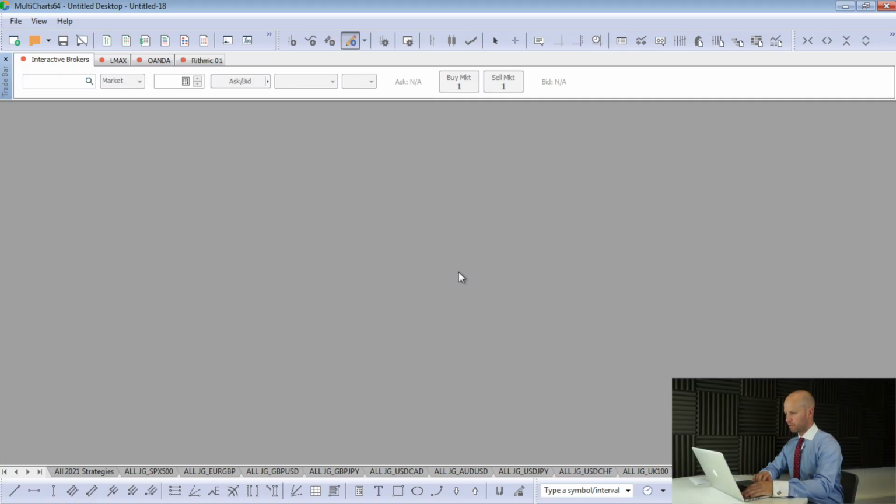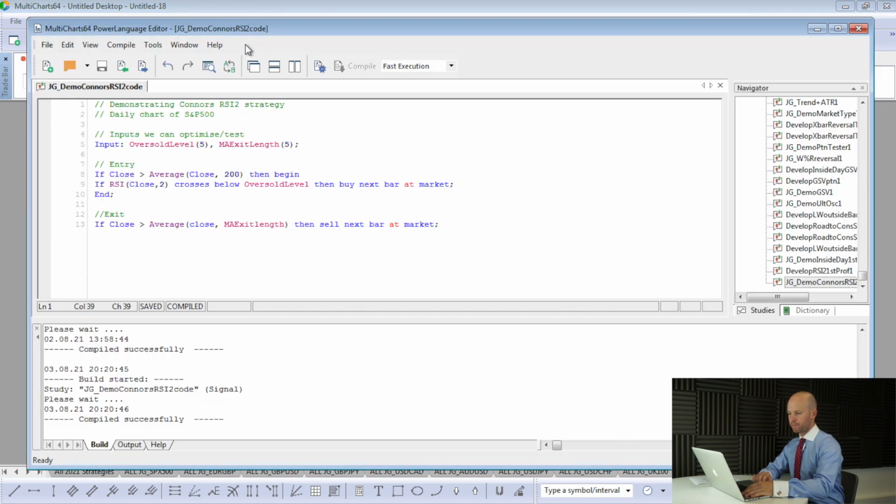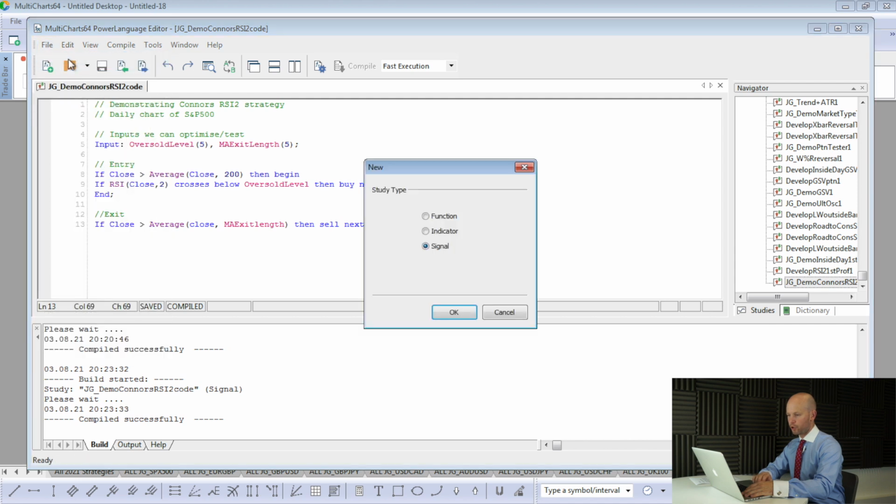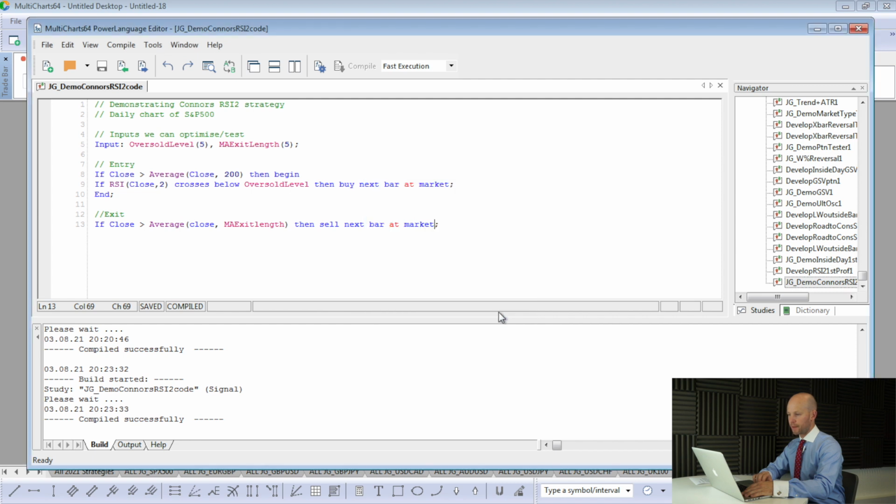We're in MultiCharts with a blank workspace. So the first thing we need to do is open the Powerlanguage editor. This is the Powerlanguage editor where we create our codes or signals. Now, to save time, I've actually created the code. I've put it in. And to do that, you just File, New. We use signal, which is a strategy. If it was an indicator, we'd use an indicator, but it's not, it's a signal. Okay, then you name it, and then you'll have a blank sheet here.